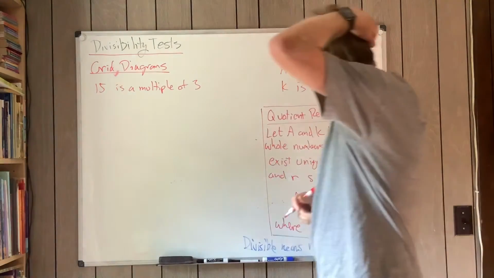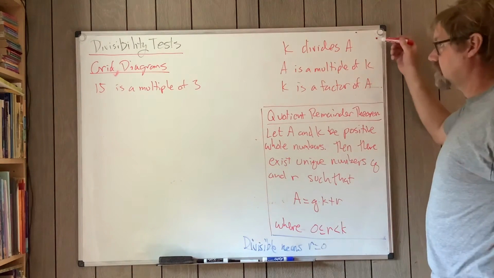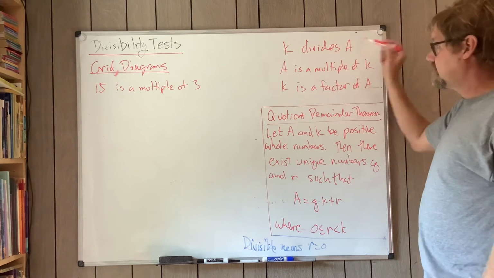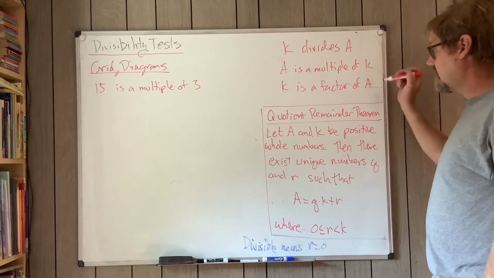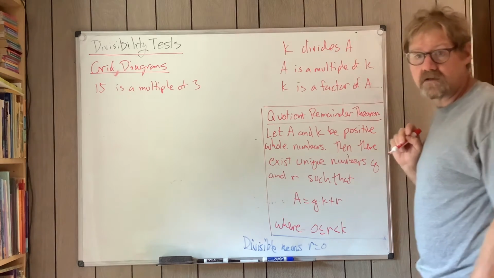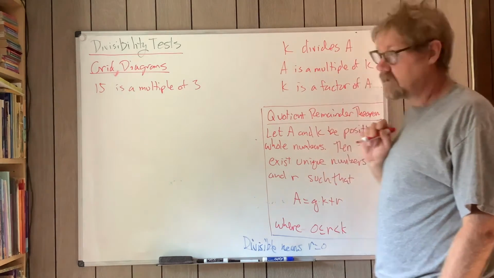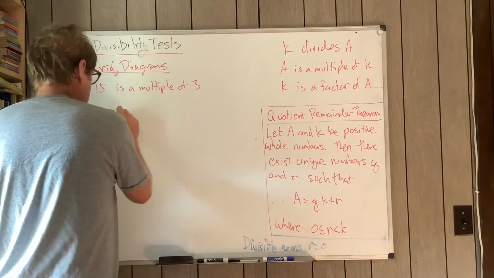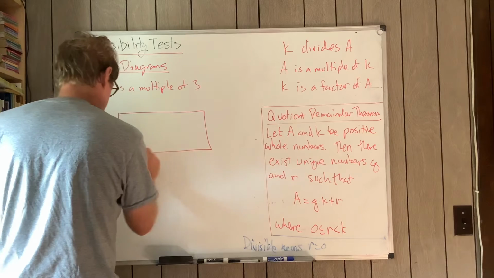Okay, so I'm going to say 15 is a multiple of 3, and remember I can say the equivalent things. I could say that 3 divides 15, 3 is a factor of 15, and so on. So one thing we can do with this is a grid diagram.